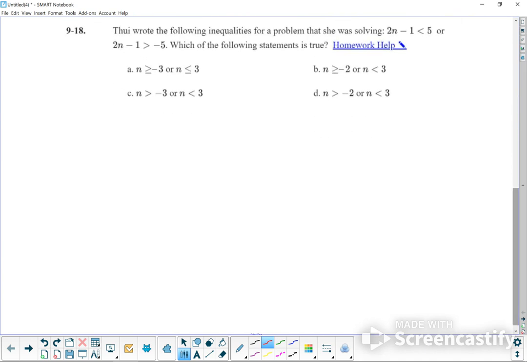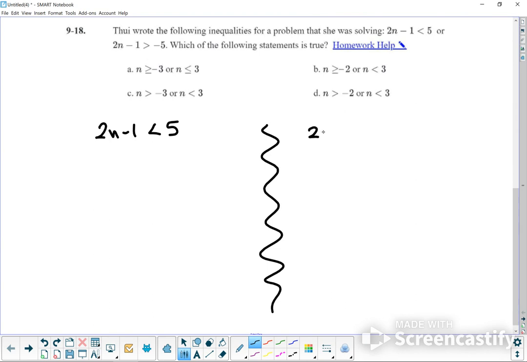Okay, 18. This one says, Stu wrote the following inequality for a problem that she was solving: 2n minus 1 less than 5, or 2n minus 1 greater than -5. Which of the following statements is true? So basically, you have two equations. You have 2n minus 1 less than 5, and you also have 2n minus 1 greater than 5.